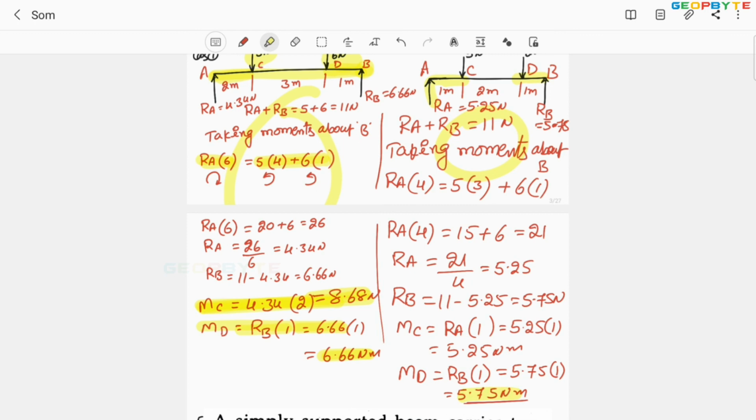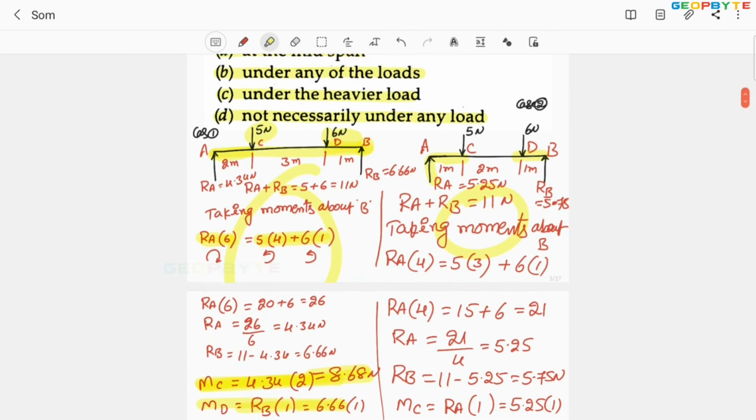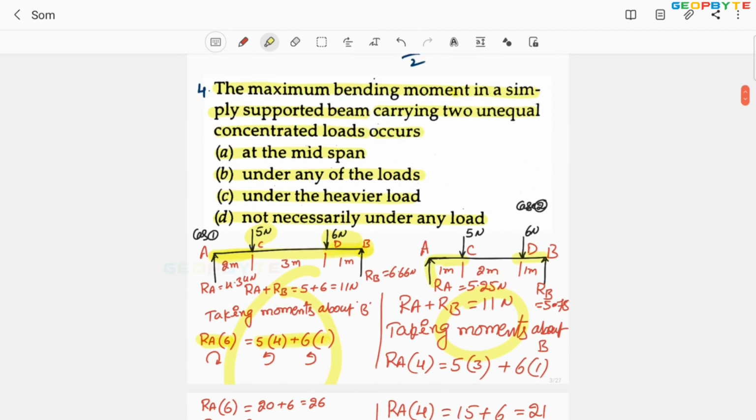Therefore, the maximum bending moment may occur under any load. Look at the options. At the midspan, no. Under any of the loads, absolutely correct. The maximum bending moment is occurring under any of the two loads.